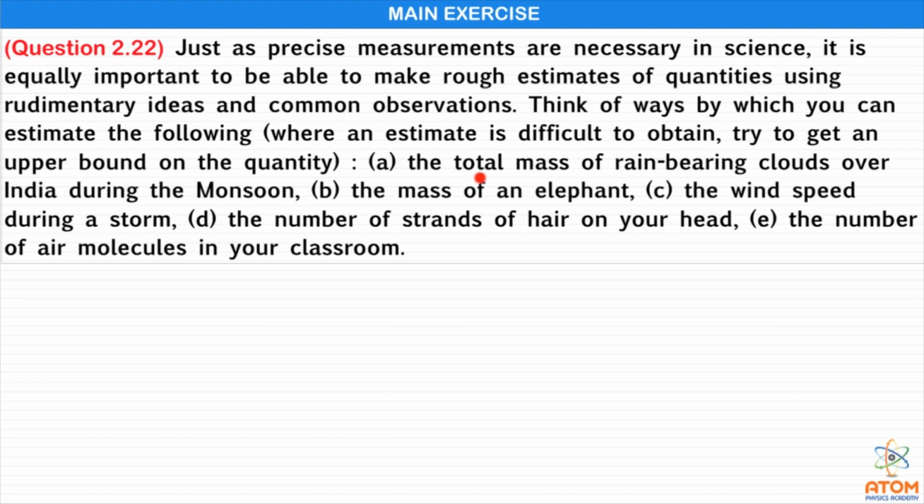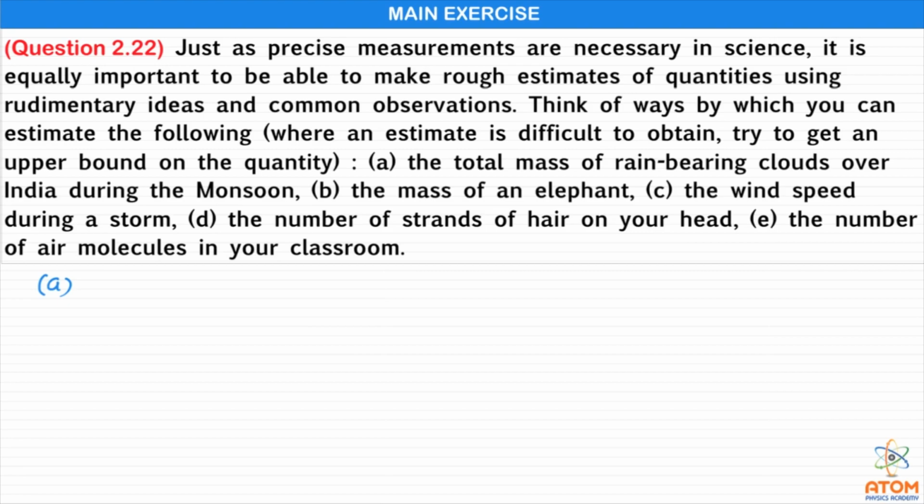A. The total mass of rain-bearing clouds over India during the monsoon. B. The mass of an elephant. C. The wind speed during a storm. D. The number of strands of hair on your head. And E. The number of air molecules in your classroom. Let us solve them one by one. In A, we need to calculate the mass of rain-bearing clouds during the monsoon.